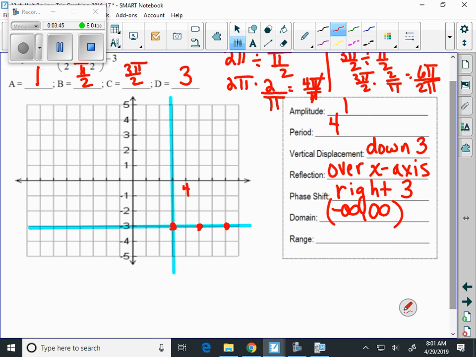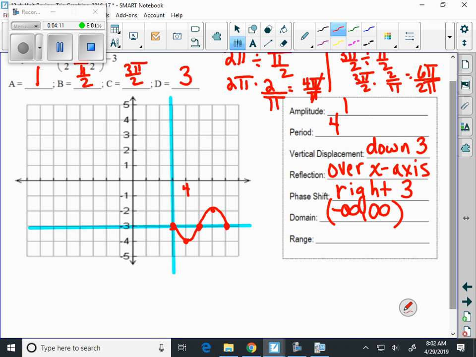So there's our sine. We need to reflect this graph over the x-axis. So what happens here is, instead of going up 1 now, we're going to go down 1. We're reflecting. And then we're going to go up 1. And what we have here is 1 period.